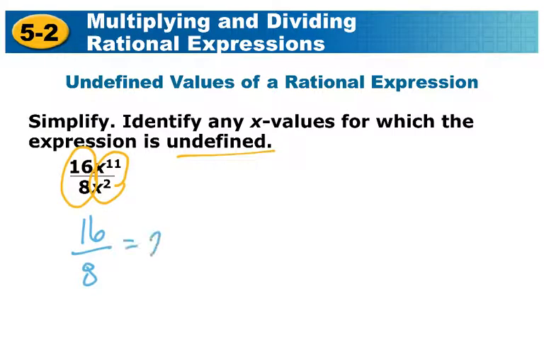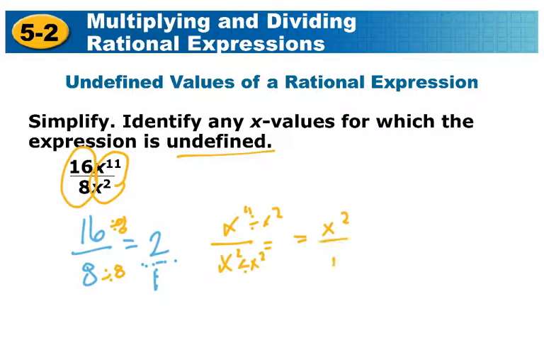Otherwise, 16/8 is actually 2, so that'll be in the answer. And it's technically 2 over 1, which is probably more helpful. And then we've got our letters, which would be x to the 11th over x squared. And so if we take out x squared, just like we divided by 8 on this one, we're going to get x squared on top and 1 on bottom. So putting it all together, notice they're both over 1 anyway, so it's still just 2 over 1 times x squared over 1, and so our answer is just 2x squared.